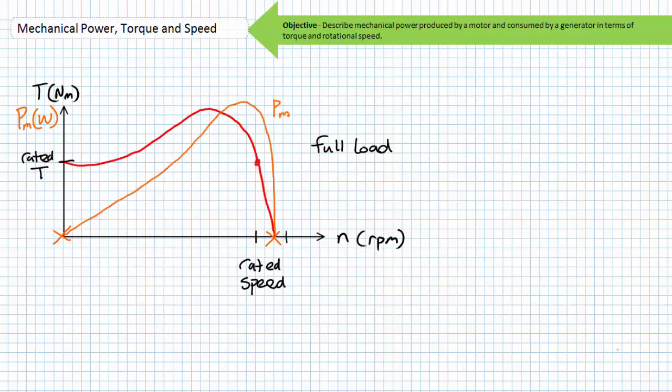If one was to calculate and plot mechanical power at all points along the speed-torque curve, you would plot a power curve on the same axis with this second vertical scale representing watts.